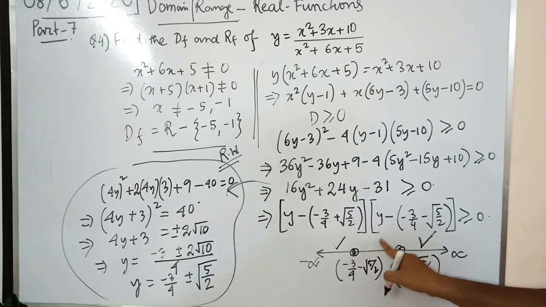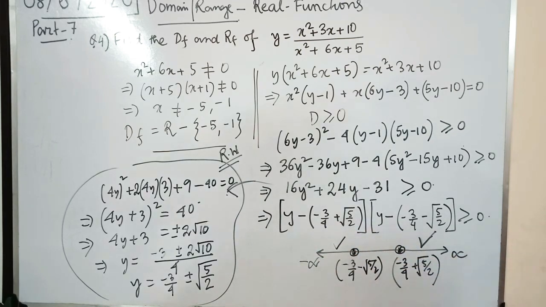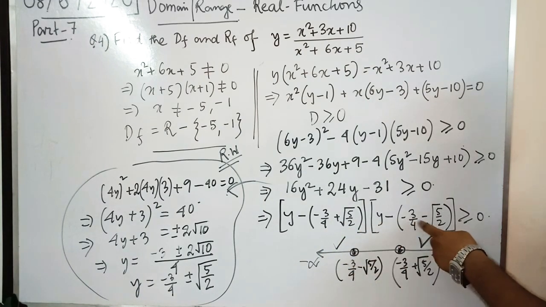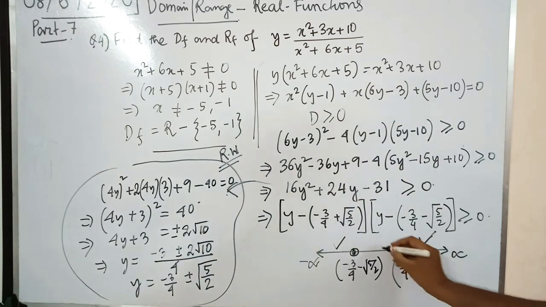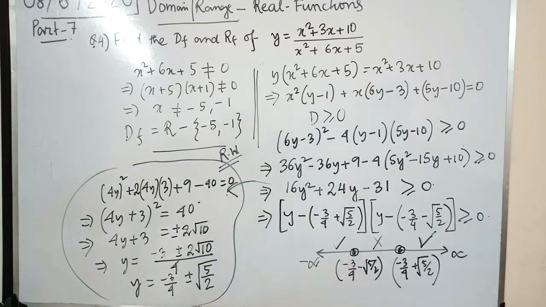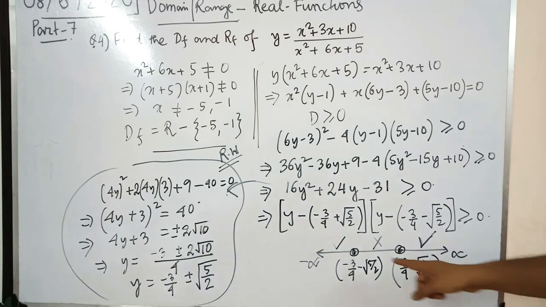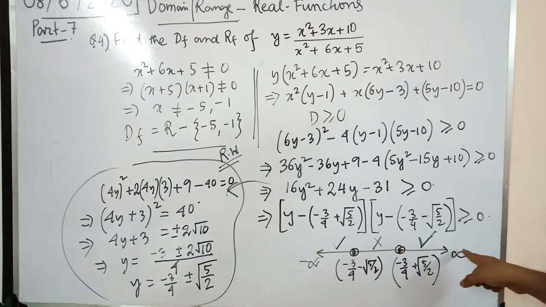Now if I take a value 0, if you put 0 over here, then what will you get? This 2 will become plus, and then minus 3 by 4 minus 5 by 2. So it will be a square minus b square, it will become negative. So the product becomes negative. So this is not happening. So obviously for the range part, we get from minus infinity to this point, and then this point to plus infinity.